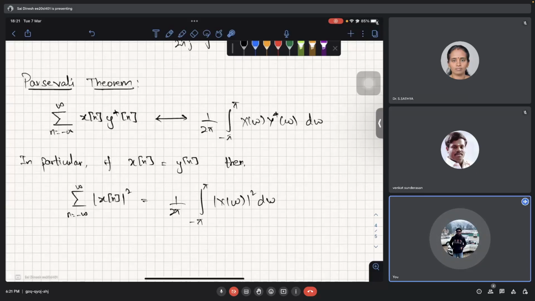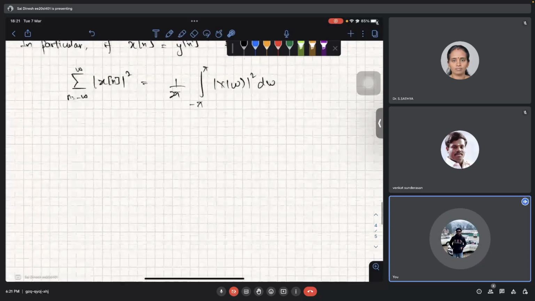Okay, so basically this is due to the periodicity of the DTFT over 2 pi. From minus pi to pi, and then the DTFT repeats after minus pi to pi. So pi to 3 pi will be exactly similar to minus pi to pi. That is the reason we take minus pi to pi and then a 1 by 2 pi term. So it's the basic property of the DTFT.